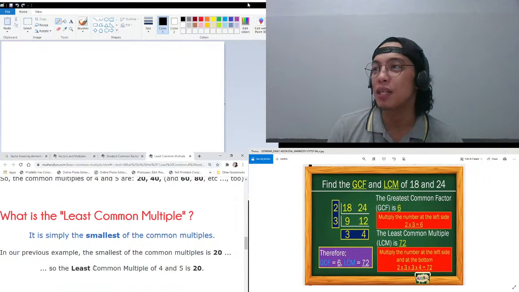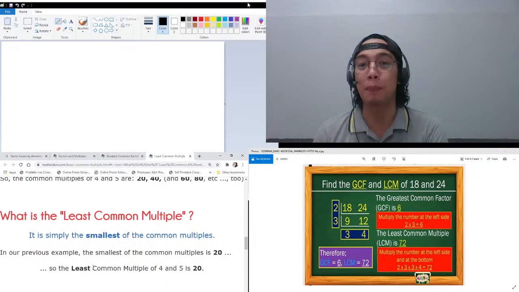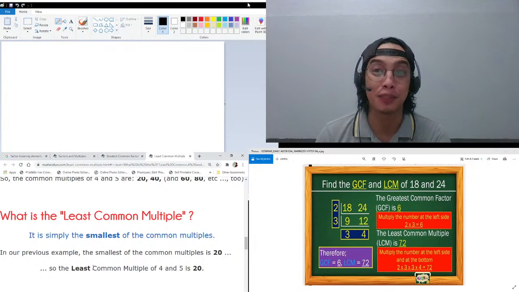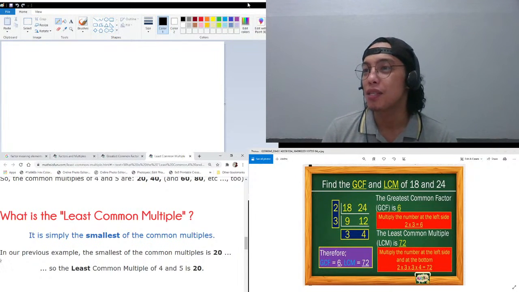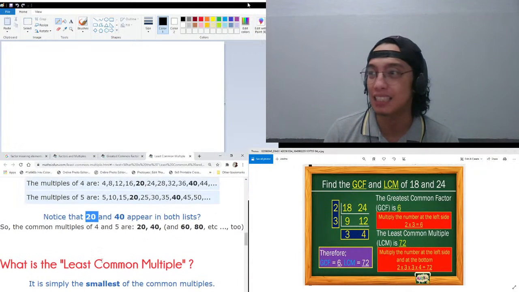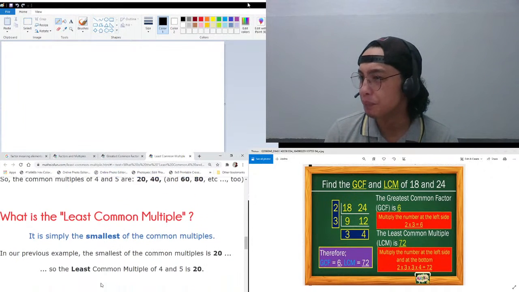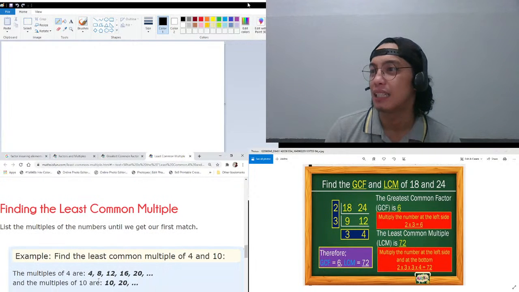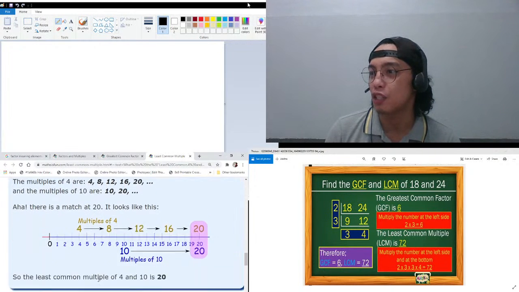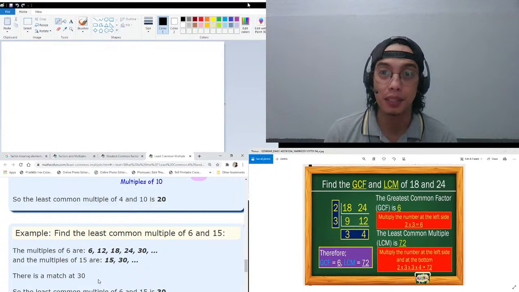Okay? So, what is the least common multiple? Is simply the smallest of the common multiples. Ang kinagamyan sa multiples. So, in our previous example, the smallest of the multiples is 20. Okay? Ayan. Okay, so muto ang pagkuha nato sa common multiples.